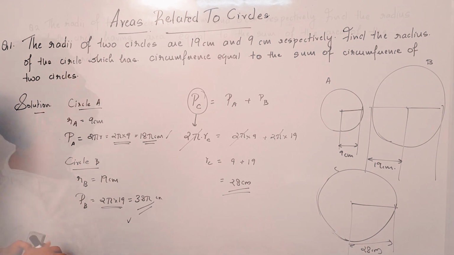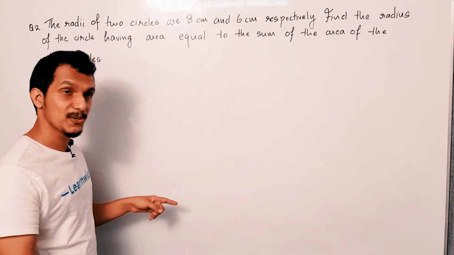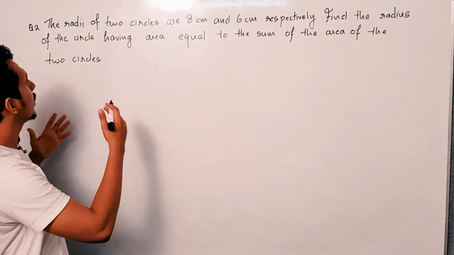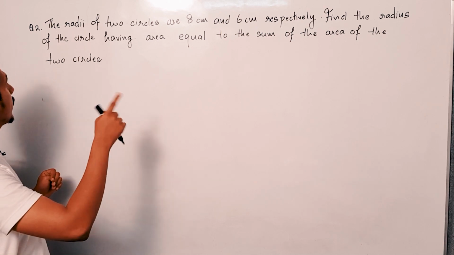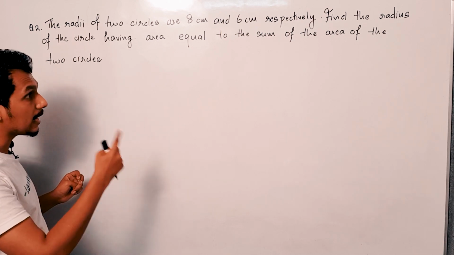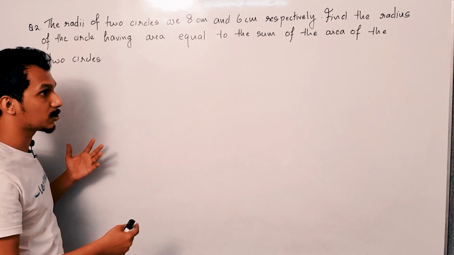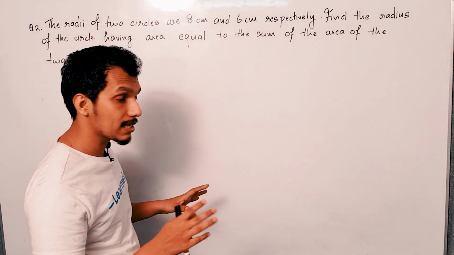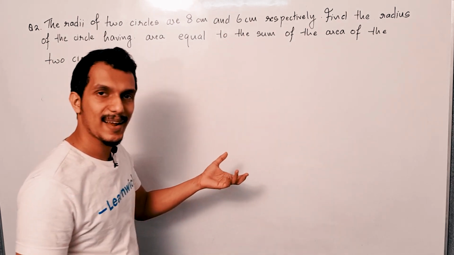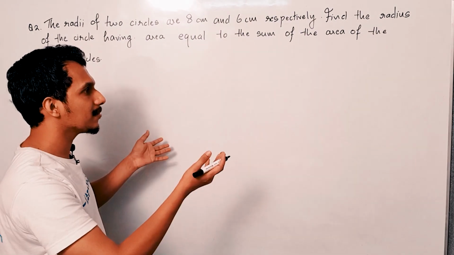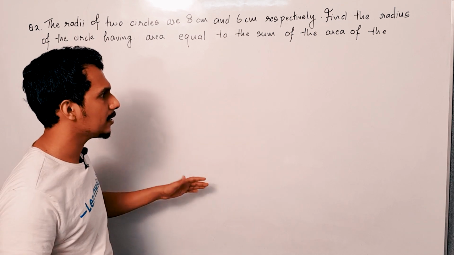Let's go to question number 2. Here is question number 2 of the exercise, which says the radii of two circles are 8 centimeter and 6 centimeter respectively. Find the radius of the circle having area equal to the sum of the areas of the two circles. The same question as what we did before. There it said the third circle had the perimeter equal to the sum of perimeters of the other two circles. Here it is area.